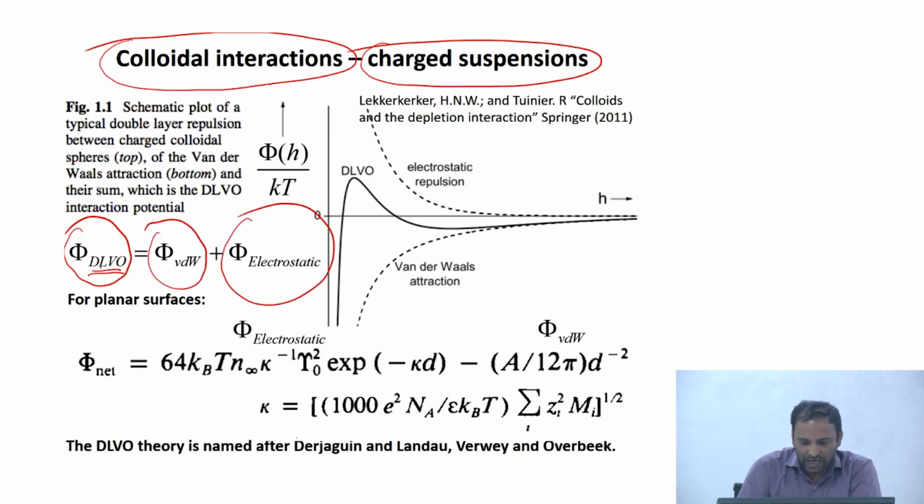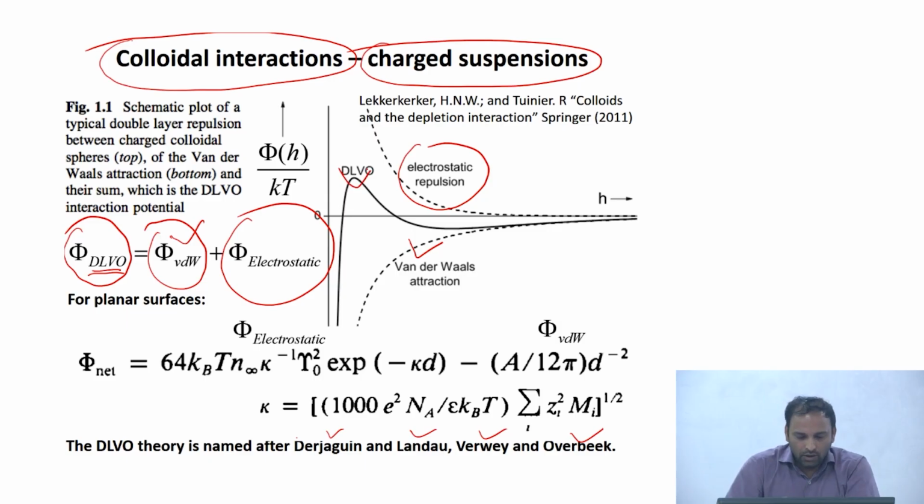DLVO stands for the names of four scientists, Derjaguin, Landau, Verwey, and Overbeek. These are two groups of two scientists, one from Russia and one from the Netherlands, who came up with this argument. And like the Lennard-Jones potential, there's an attractive part, which is the van der Waals. That's the one below the 0 axis. And there's an electrostatic repulsion term. And that's the total potential.